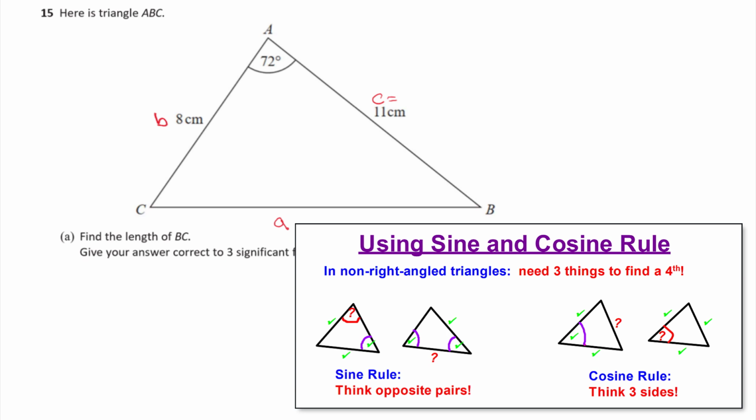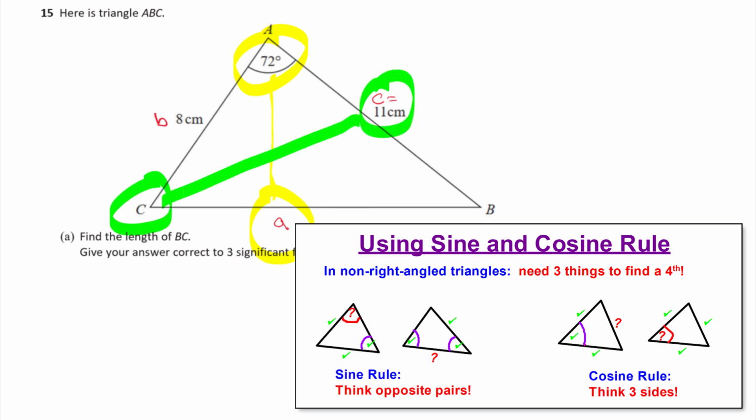Now that is not the case here, because I've got 1 pair here. I know the angle at A and I want side A, so that's good. But I've got no other angle to pair with the other 2 sides that I know. So I don't have an angle over here that I know to go with that side C, and I don't have an angle opposite B. So I'm not going to be able to apply the sine rule here.